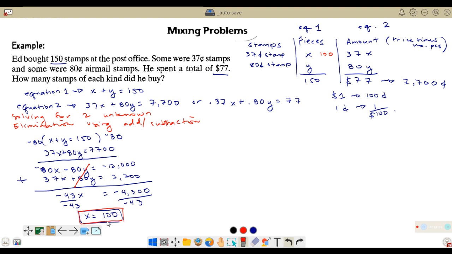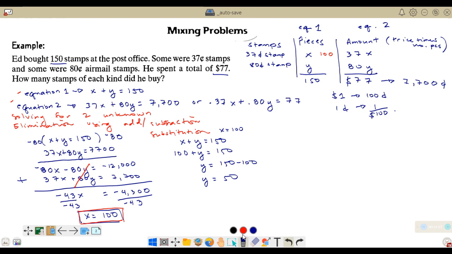Now, how can we find the value of y? So, substitution na lang. Pili tayo ng isang equation, equation 1 or equation 2. Siyempre, mas mukhang simple si equation 1, gamitin natin. So, we have x plus y is equal to 150. Substitute x is equal to 100. 100 plus y is equal to 150. y is equal to 150 minus 100. y will be equal to 50.